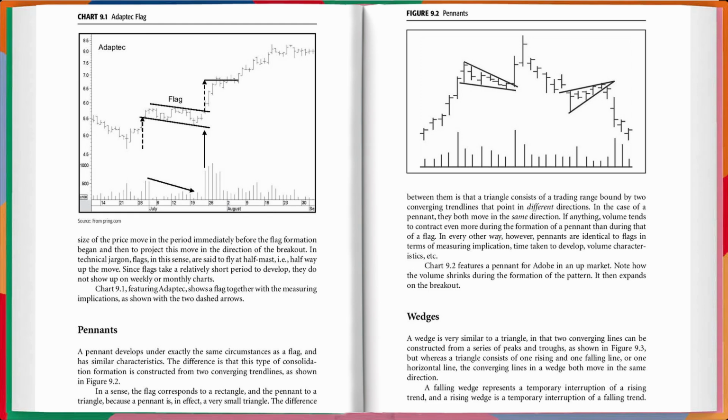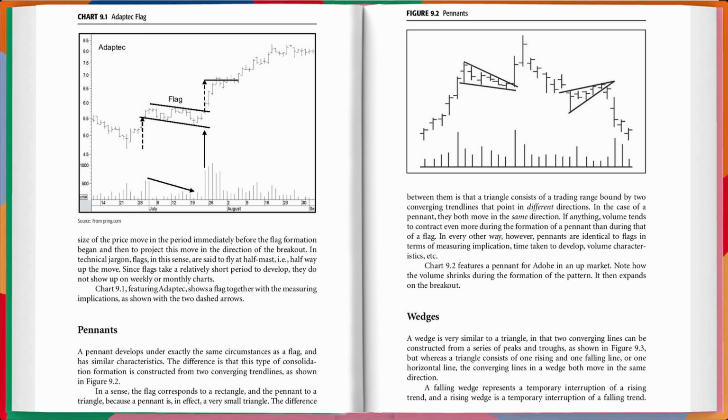Note how the volume shrinks during the formation of the pattern. It then expands on the breakout. Wedges. A wedge is very similar to a triangle, in that two converging lines can be constructed from a series of peaks and troughs, as shown in Figure 9.3. But whereas a triangle consists of one rising and one falling line, or one horizontal line, the converging lines in a wedge both move in the same direction.